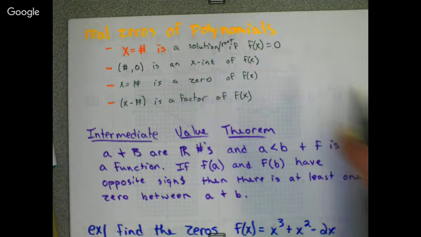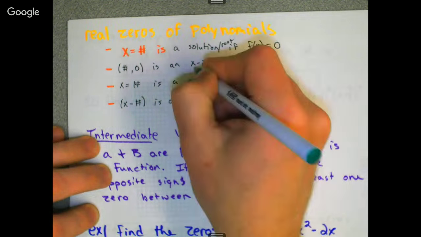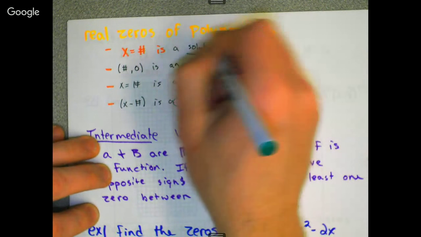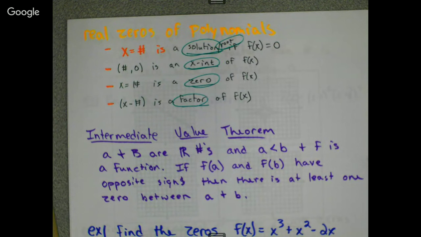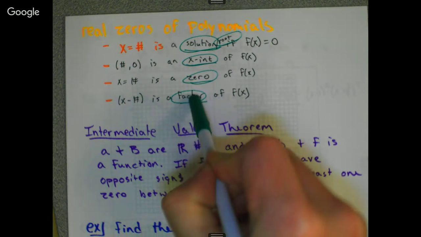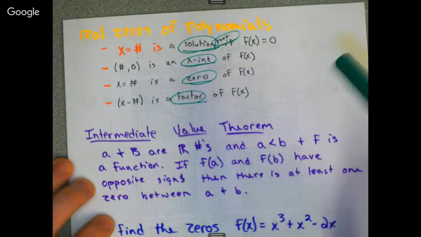So you have your factors, your zeros, your x-intercepts, your roots, and your solutions. All 5 of those are talking about the exact same thing. Okay, so we need to know how to factor in order to find the 0, in order to find the x-intercept or the solution or the root.